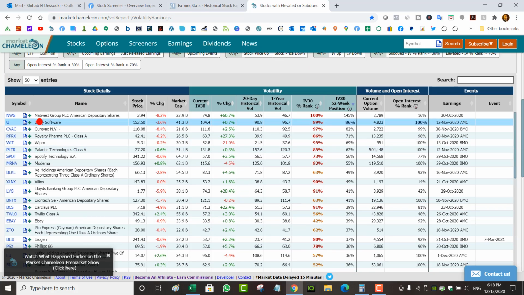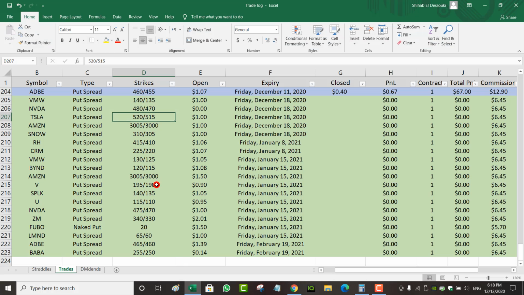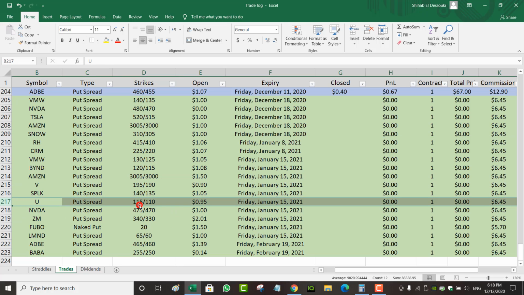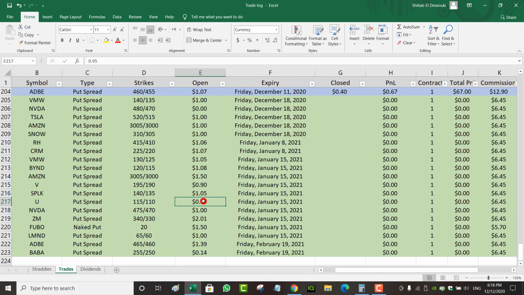So we've got Unity Software, which I have. So I've got a put spread on Unity Software. I think I should have done another contract. I only did one contract. I think it deserves another one. I've got 115, 110 for January 15, collected 95 cents. Could have collected more. I'm going to try to do another contract next week if it drops again.